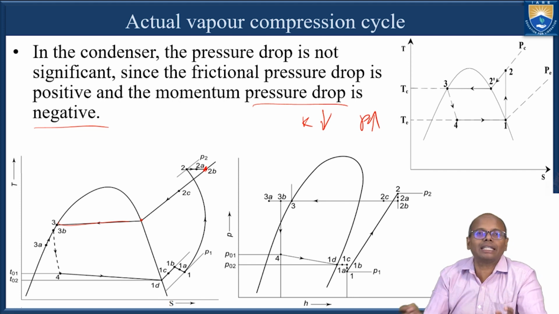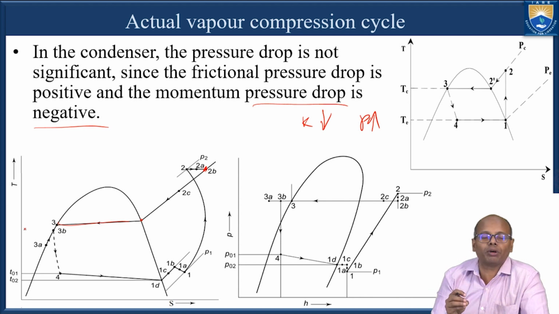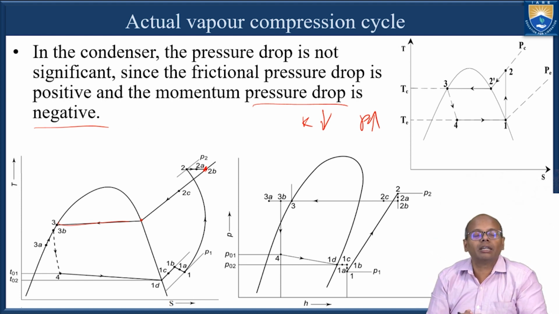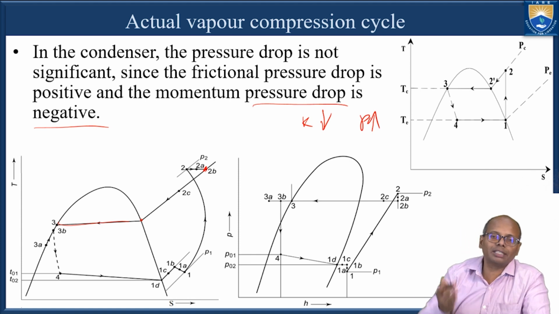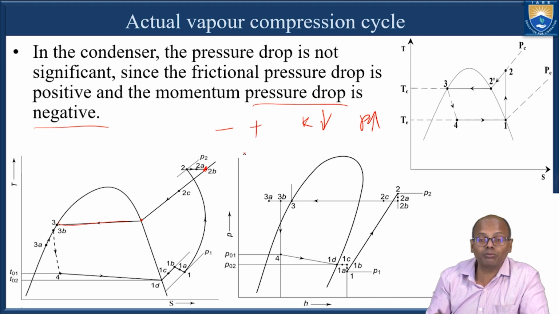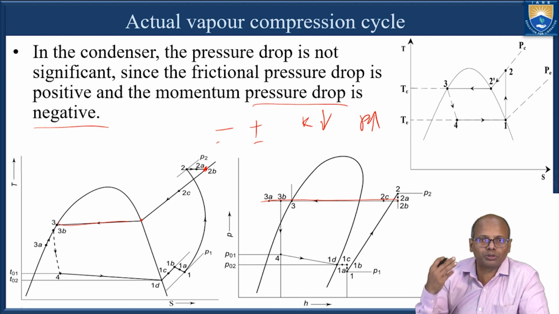These two compensate each other, and because of that we don't see a significant pressure drop. One, because of friction, the pressure is decreasing, and because of the change in momentum the pressure is increasing. One is negative, another one is positive, which makes the line almost a straight line. So the pressure drop inside the condenser is almost insignificant because of these opposite natures of the pressure drop due to friction and the pressure drop due to momentum.